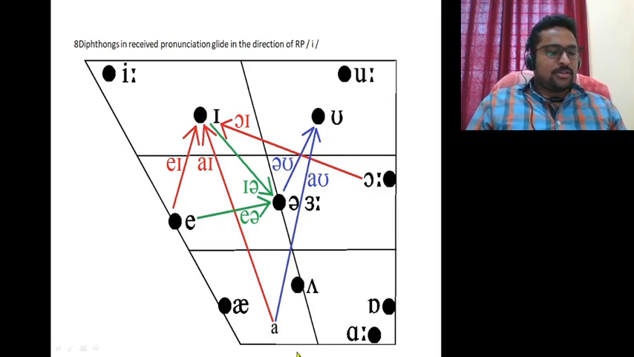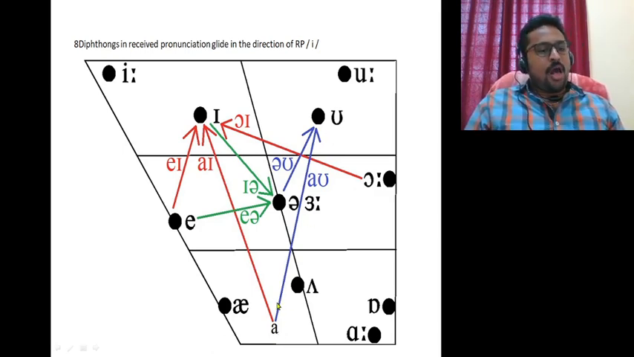The received pronunciation is going in the direction from the front vowel to the back vowel. Right? What are the words for this sound? Ow, ow, ow. How, H-O-W, how are you? How are you? Now, cow, bow. The sound we are able to notice in these words, how, cow, ow. Two vowels are coming, right?